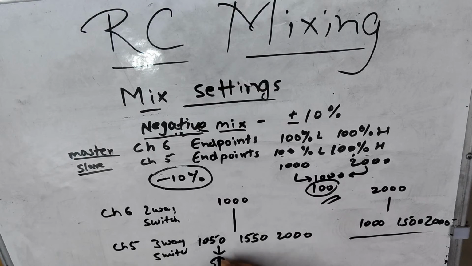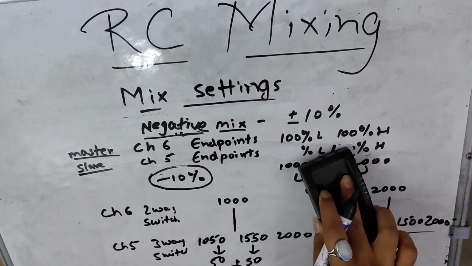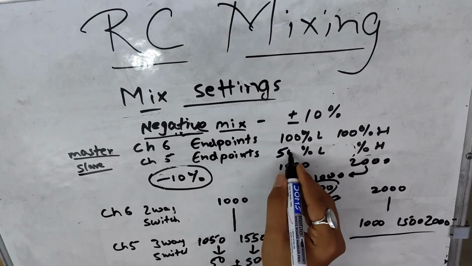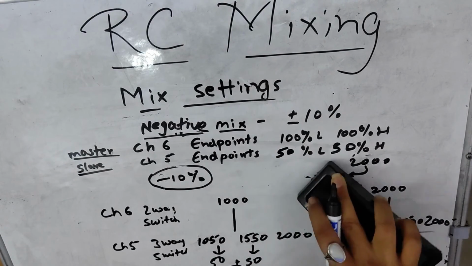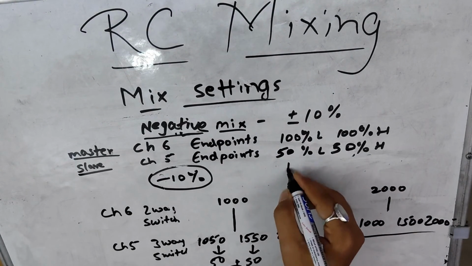For a negative mix of minus 10%, what we see is 50 is added to 1000 and 1500 respectively, ultimately giving us 1050, 1550 and 2000 values for our channel 6 lower extreme value of 1000, while everything remains unchanged for the higher end 2000 value.